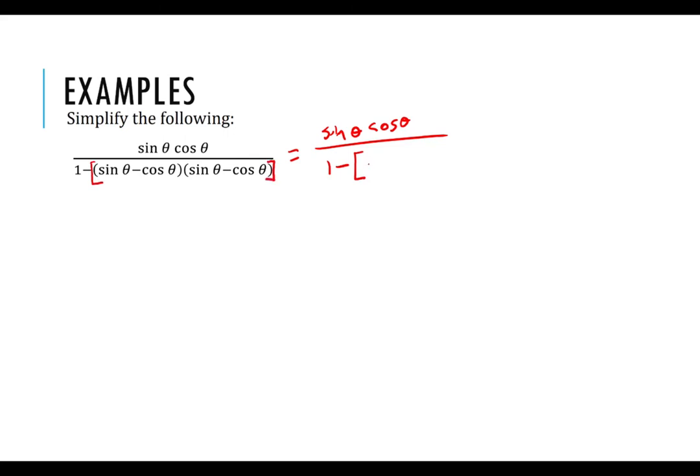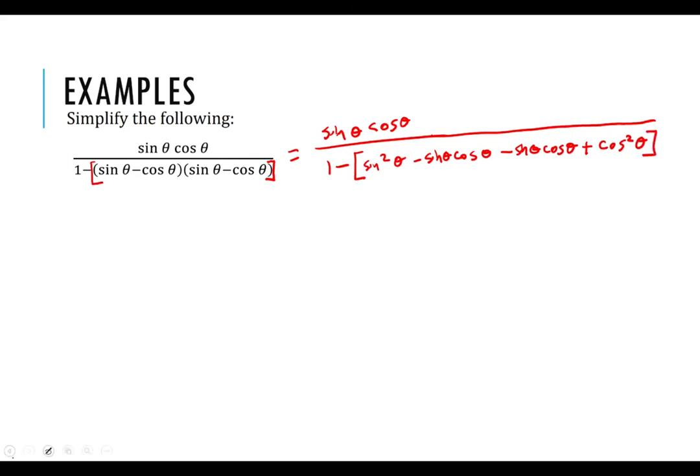Then sine of theta times sine of theta is going to be sine squared of theta. Then I get minus sine of theta cosine theta. Then I get minus cosine theta sine of theta, but to keep the order right, sine of theta cosine theta, because of commutativity of multiplication, the order in which we multiply things doesn't matter. And then last terms, minus cosine theta times minus cosine theta is plus cosine squared theta.